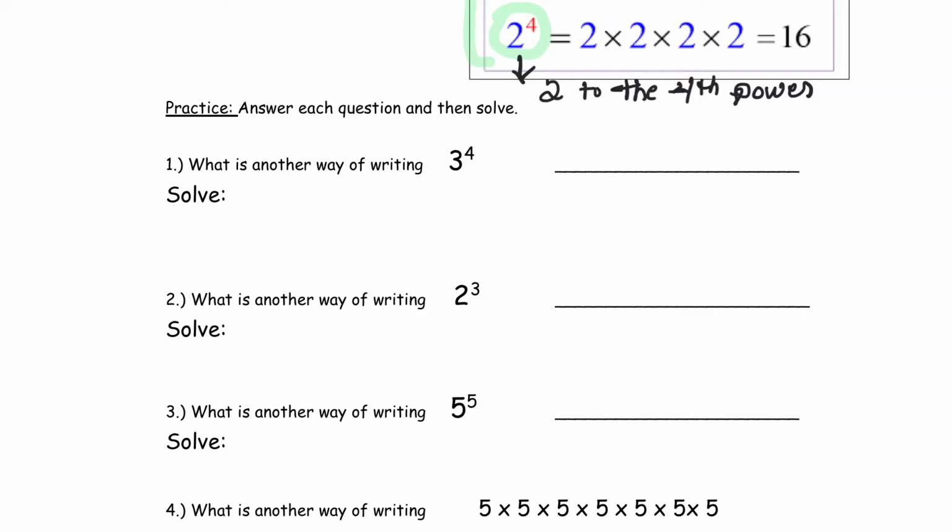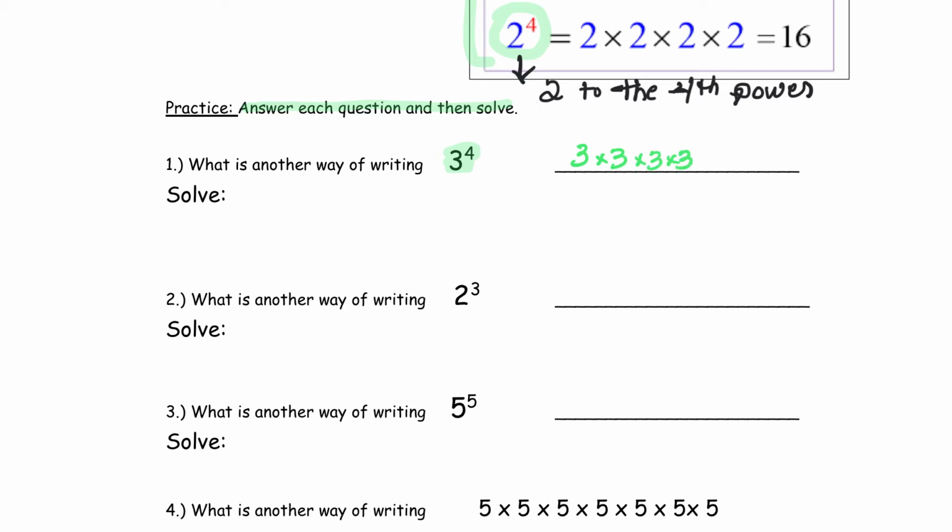So for these lessons, what we're going to be doing is answering each question and then solving. So you definitely want to have your calculator out and ready with you. Number 1, what is another way of writing this here? How would you write that? We could say 3 to the 4th power, or we could also say 3 times 3 times 3 times 3.